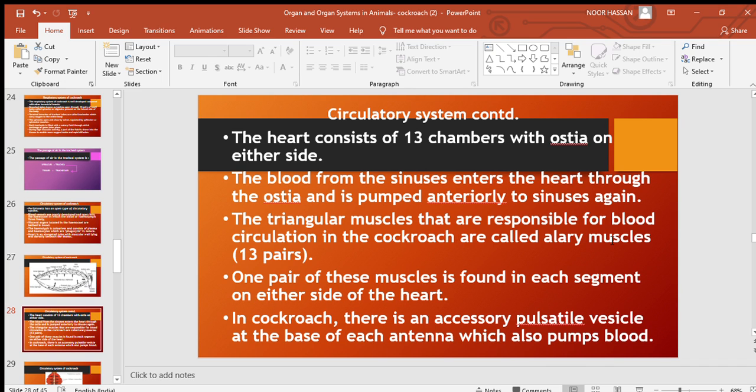They are triangular muscles. They are also 13 pairs. That means each heart chamber, that is 13 chambered tubular structure, so in each segment there is a pair of muscles present, that is called alary muscles. So they are also responsible for blood circulation. They are triangular in shape, and one pair of these muscles is found in each segment on either side of the heart. So 13 chambered heart, and accordingly 13 pairs of these alary muscles are present, one on each segment.